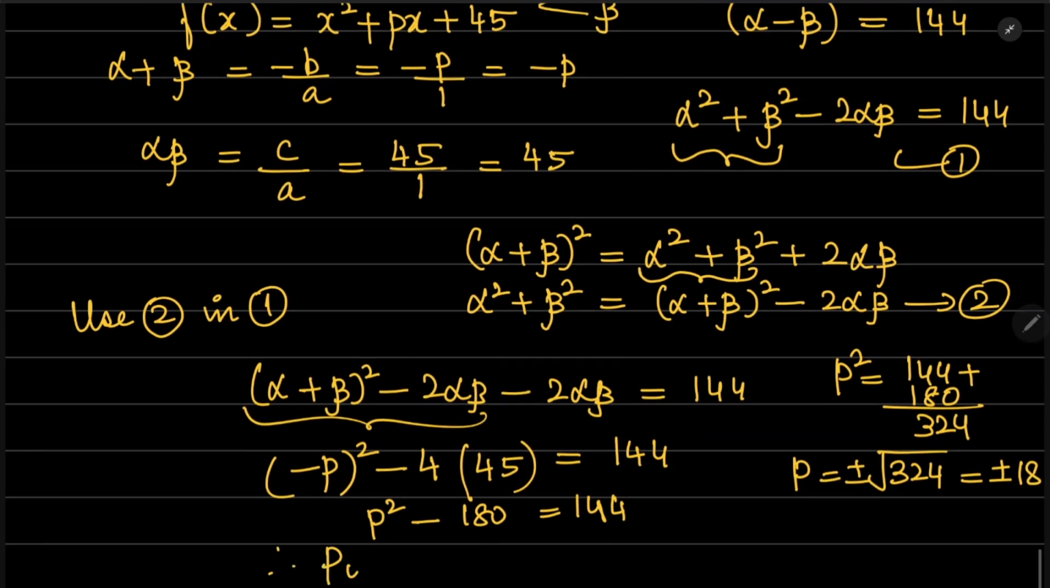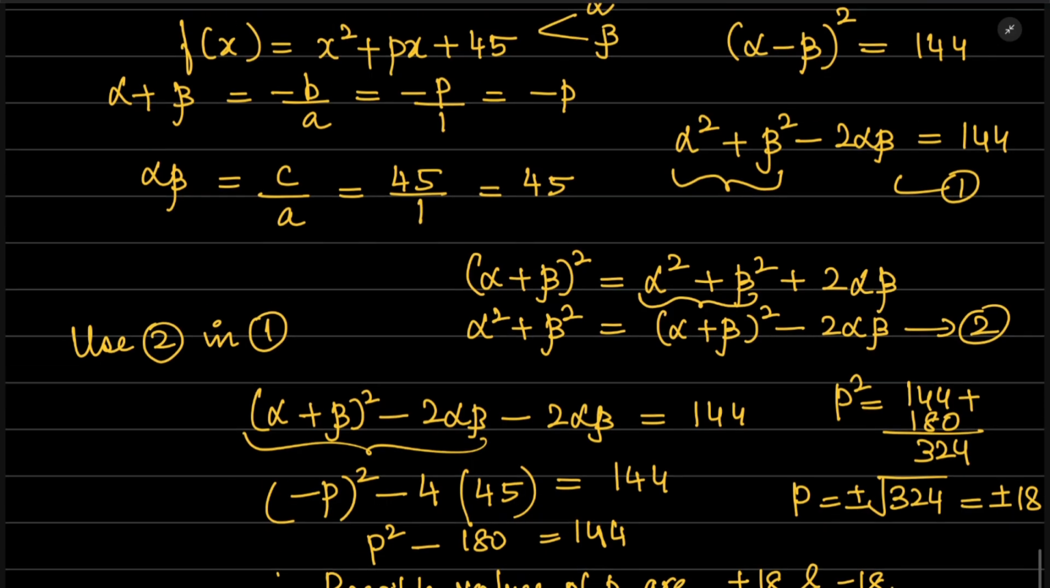Therefore, the possible values of p are plus 18 and minus 18. This is your final answer. Always, whenever you have a square root, you should write it in terms of plus and minus. Please do this problem and see.